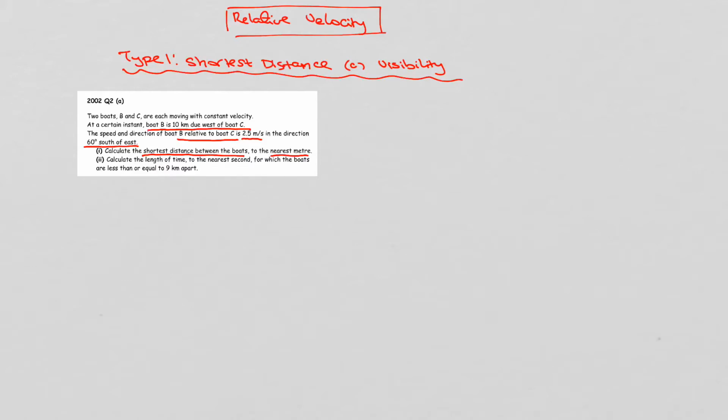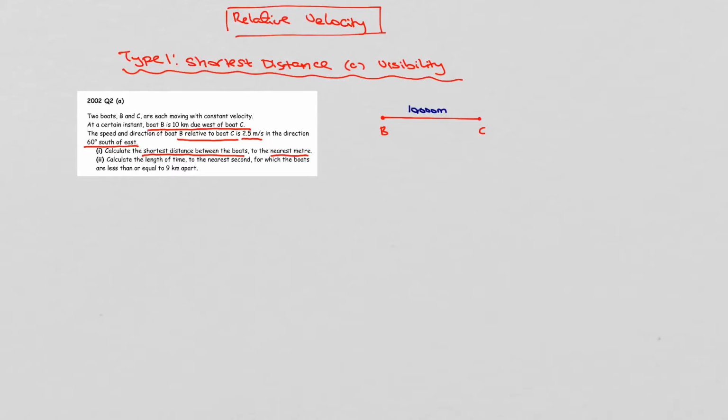So we're going to start by setting up our diagram showing what this actually looks like. So we have to be careful. It's B relative to C, and it's B due west of boat C. So that means that B is going to be on the west of C. And we're also going to be marking in the fact that they are 10 kilometres apart. Now, the fact that our speed is given to us in metres per second, I'm going to write down my distance in terms of metres. So that's 10 kilometres, in other words, 10,000 metres apart.